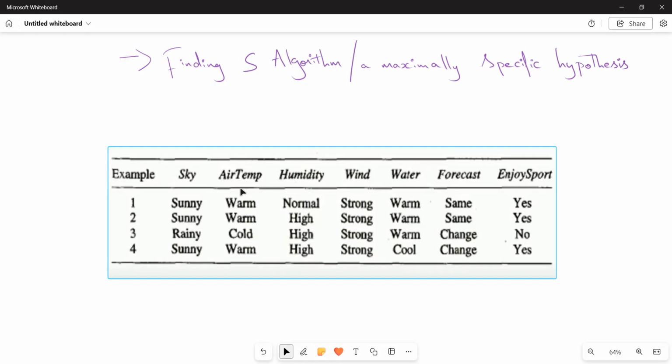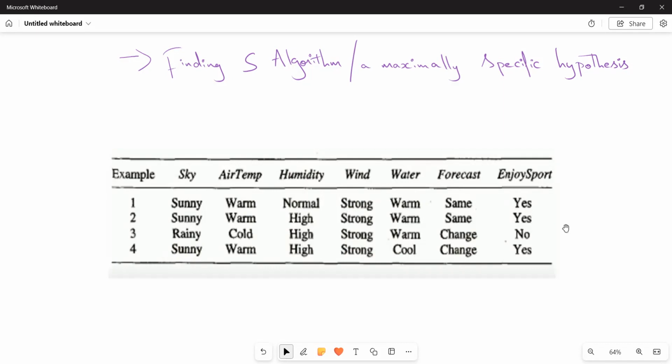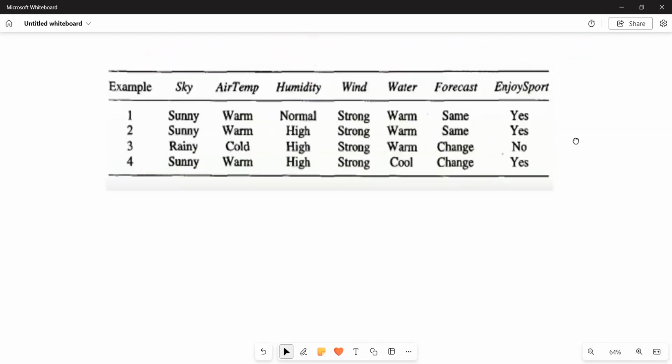The possibilities for air temperature are either warm or cold. For humidity, it is either normal or high. For wind, the only possibility is strong. For water, it is warm or cool, and for forecast, it is same or change. So we'll start working on the problem.